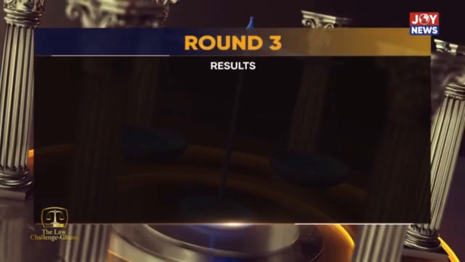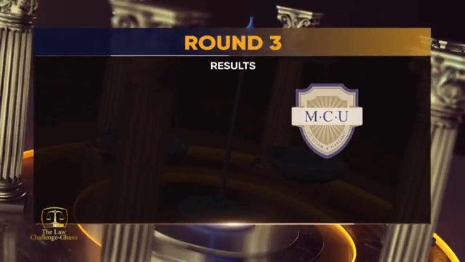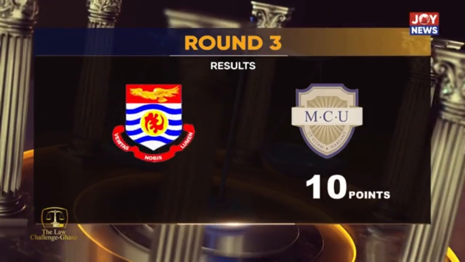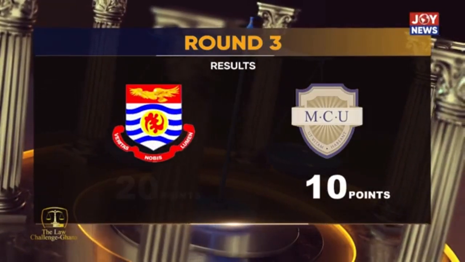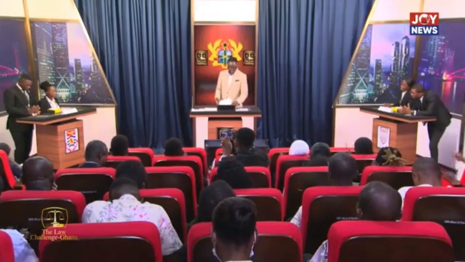At the end of the third round, Mountcrest University College Faculty of Law made 10 points as against UCC Faculty of Law 20 points. A round of applause for our contestants. The Law Challenge.